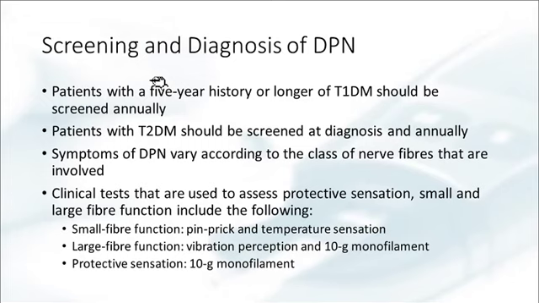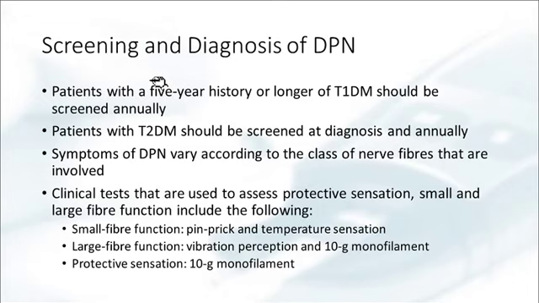Symptoms of DPN vary according to the class of the nerve fibers that are involved, and clinical tests that should be used to assess protective sensation, large and small fiber function include, for small fiber function, the pinprick and temperature sensation. For large fiber function, vibration perception with your 128 Hz tuning fork may be used. And for protective sensation, your 10 gram monofilament.